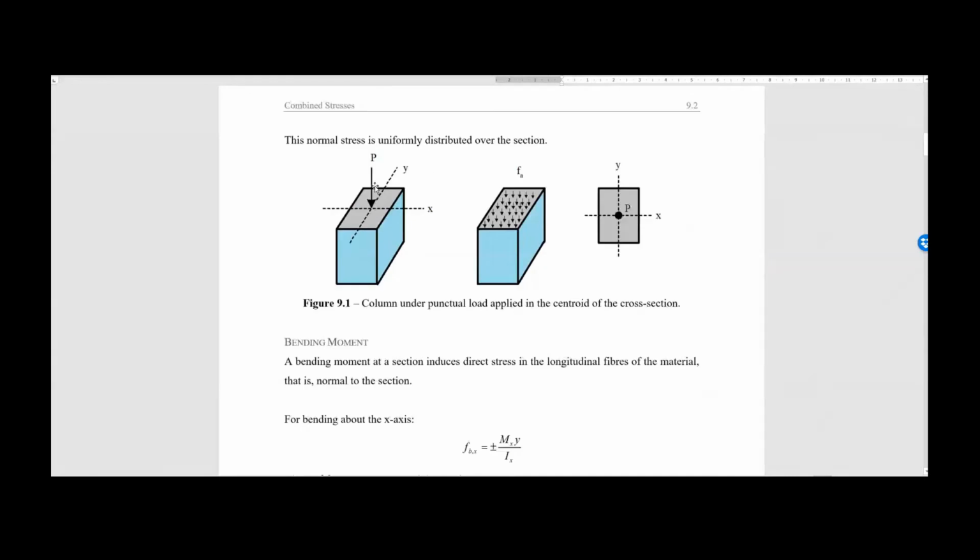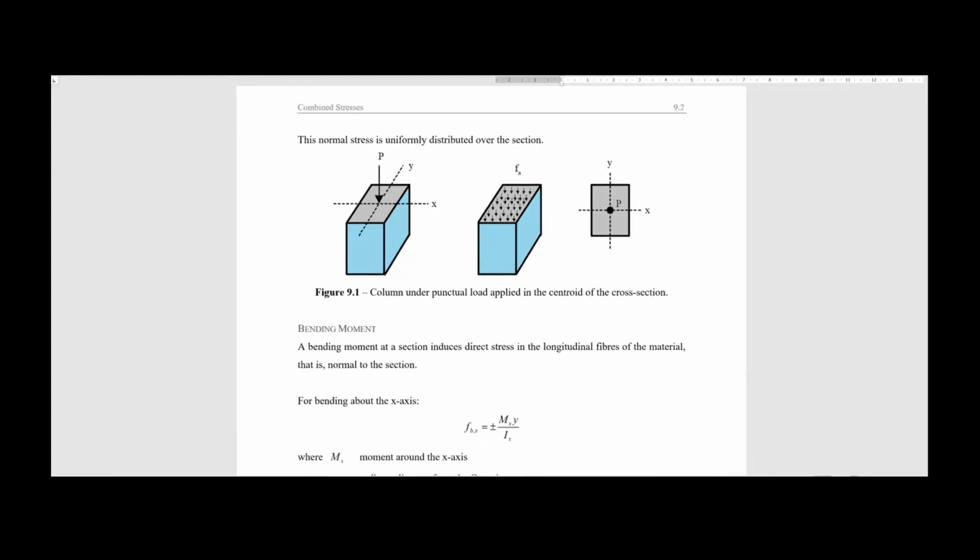We see just a column with a load centered at the center of gravity of the cross section, producing exclusively axial stresses that are calculated very simply, dividing the load by the area of the cross section. They are negative because they are compressive forces, because this is a column and because of the convention we have assumed.